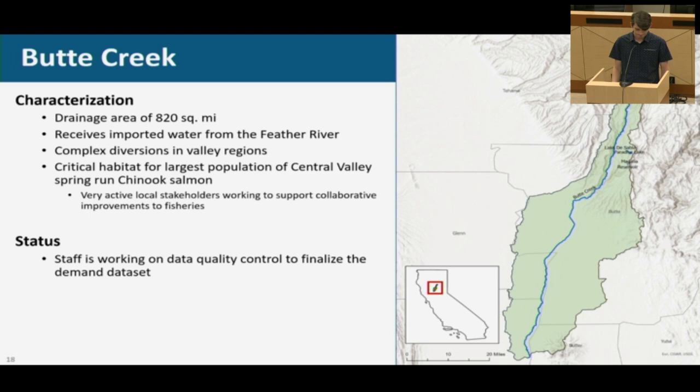The watershed is also a critical habitat for the largest population of Central Valley spring run Chinook salmon, which was listed under both state and federal Endangered Species Act in 1999. And locally, stakeholders have well-established ongoing efforts to collaboratively improve fishery conditions. Supply and demand staff are also currently reviewing the draft work plan submitted by the contractor, as well as finalizing the demand data set for this watershed.